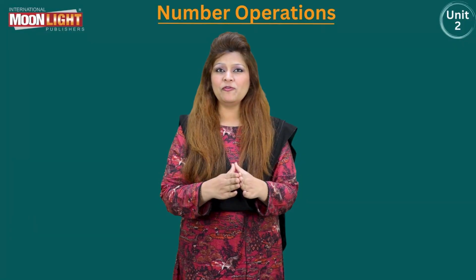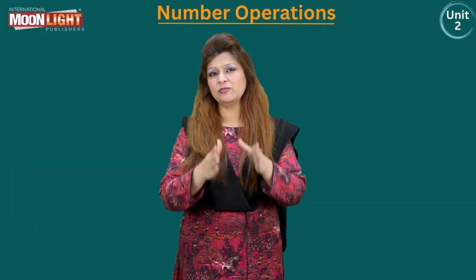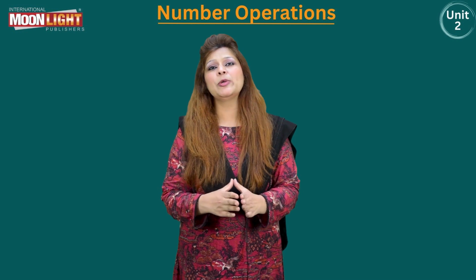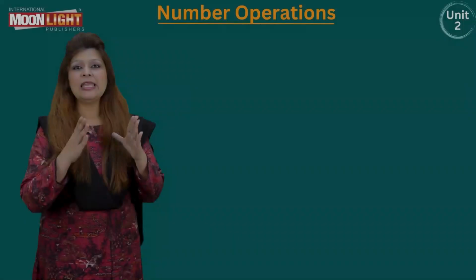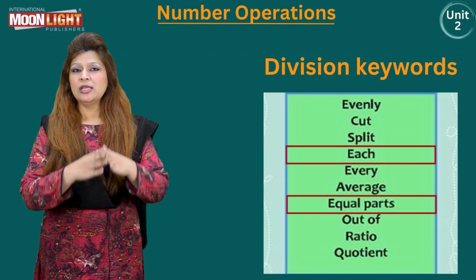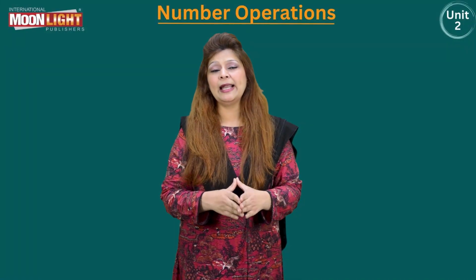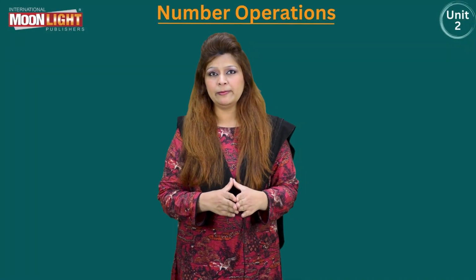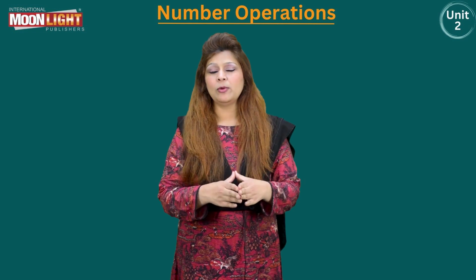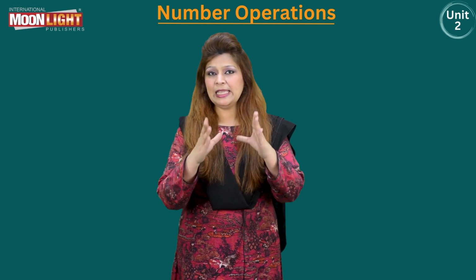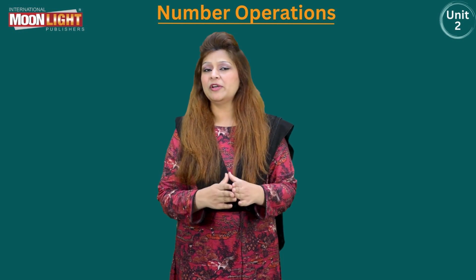So, from where are we going to evaluate the operation? From these keywords. From these keywords, you can check that there is given equally and each. These two words are telling me that this is a division problem. As you can check from the previous slide as well, equally was also there and each word was also there.